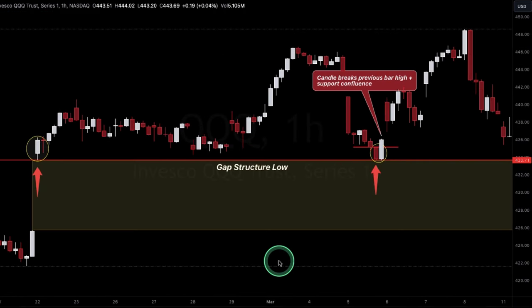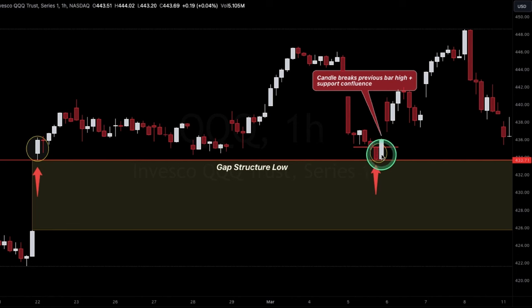Now, here is a reversal structure, but with a support line intact, a previous support line. So we have an obvious gap structure low here, big gap up. I think this is from Nvidia earnings when the whole market gapped up. So we know for a fact this gap structure low is going to be a big level at some point. You could even see price consolidating off the general area right here.